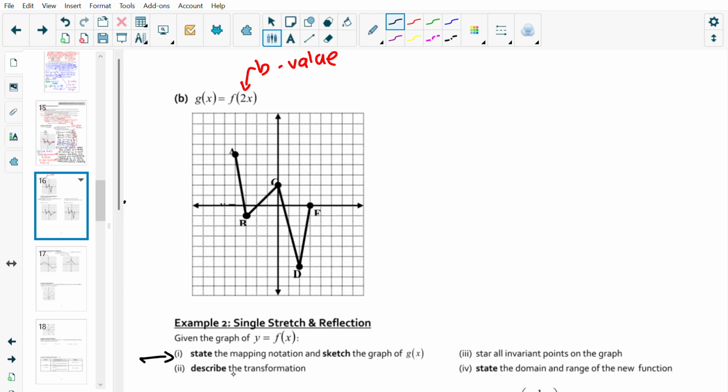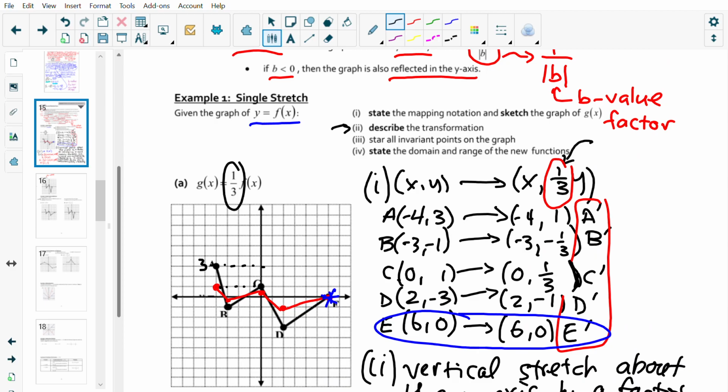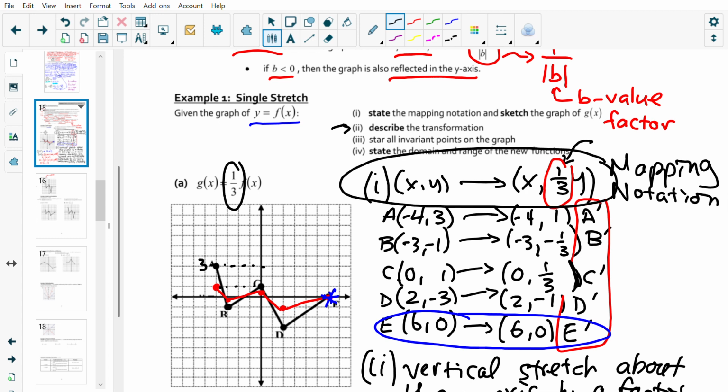So 1, this is example 2. State the mapping notation and sketch the graph. Oh, did I do mapping notation? Oh, let me go back. Go back to example 1. I did not do mapping notation, folks. Did I? Oh, I did right here. Mapping notation. Sorry. Right here. Okay.